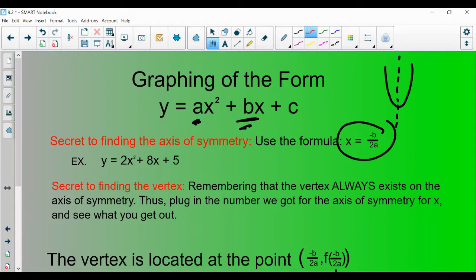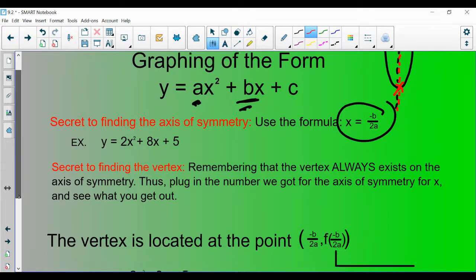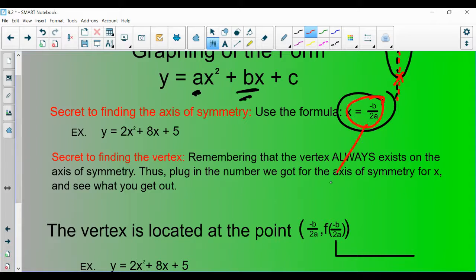The vertex always exists on the axis of symmetry. Here's our axis of symmetry. The vertex would be where the axis of symmetry and the quadratic function, the parabola, intersect. So the way to find the vertex, if you know the axis of symmetry, the x value is always going to be the x value of the vertex. And to find the y value, you're going to plug this number into the equation to get the y value of the vertex.